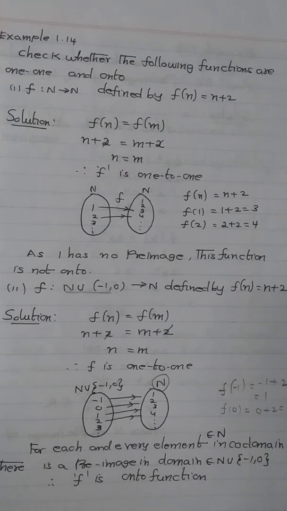Okay students? So in the first problem, proving one-to-one is very easy. But for onto you should be very careful. Just draw the function, map some images, then you will come to know whether the codomain possesses pre-images or not for all the elements. If the codomain possesses pre-images, then it is onto. If it does not possess pre-images, it is not onto. So in the first case, it is not onto. Once you include -1, 0, it becomes onto.